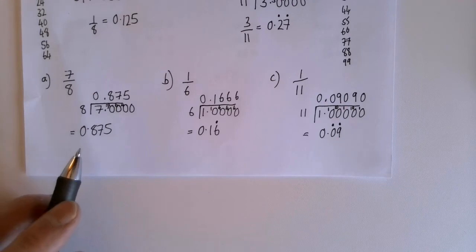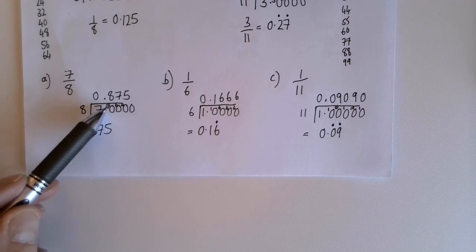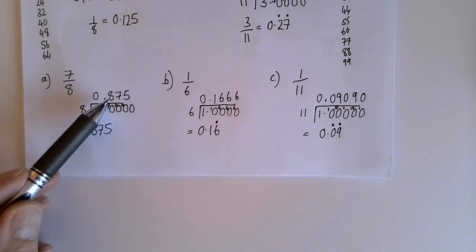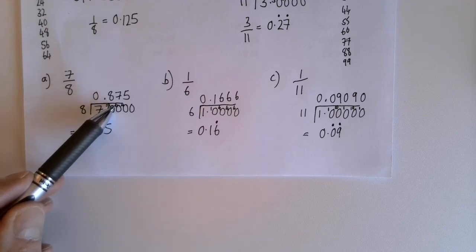So, did you have a go and get these? Well done if you did. So I had how many 8s in 7? There are none, so carry the 7 forward. How many 8s in 70? 8 7s are 64. So that left me with 6 remainder.